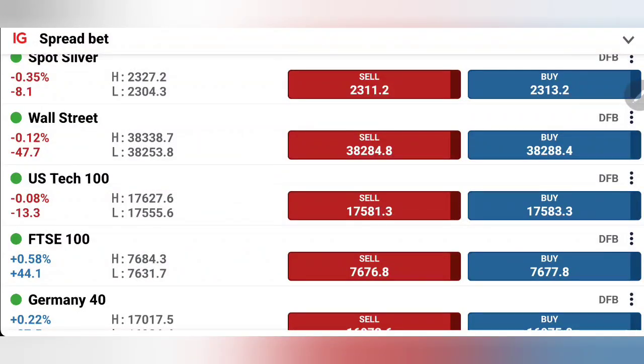Nasdaq and Dow Jones traded in a very narrow range throughout the day, where US100 failed to break below 17,560-550 levels and US30 below 250 levels.